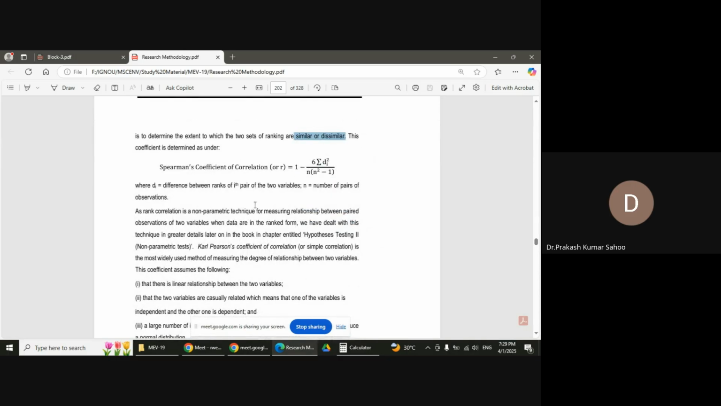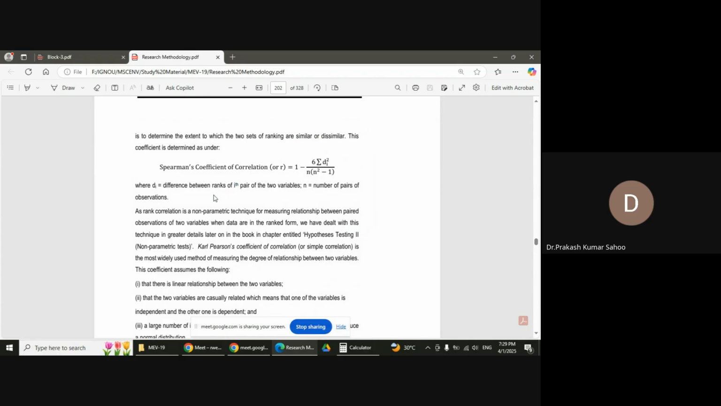So the Spearman coefficient of correlation, symbolized as R, is equal to 1 minus 6 summation of di square divided by n into n square minus 1, where di is the difference between the ith pair of the two variables. Ith means, if it is the first variable, the first variable of the two sets.